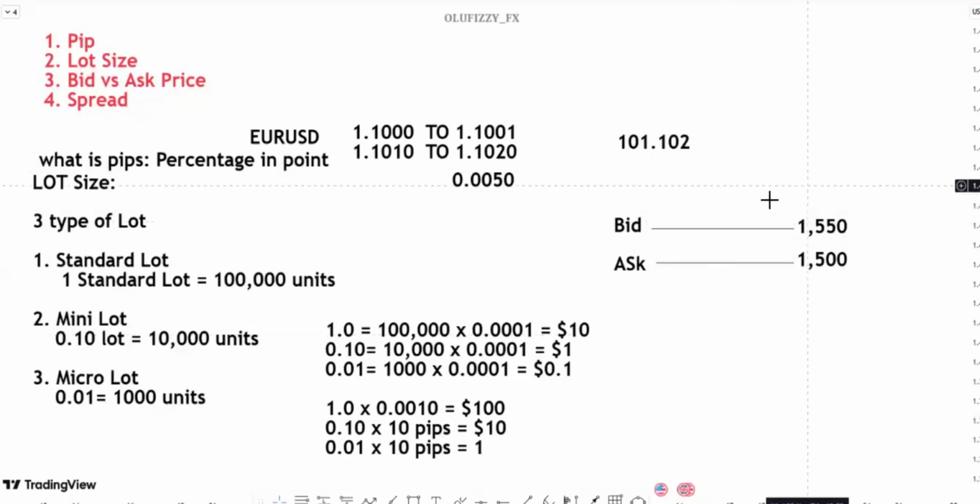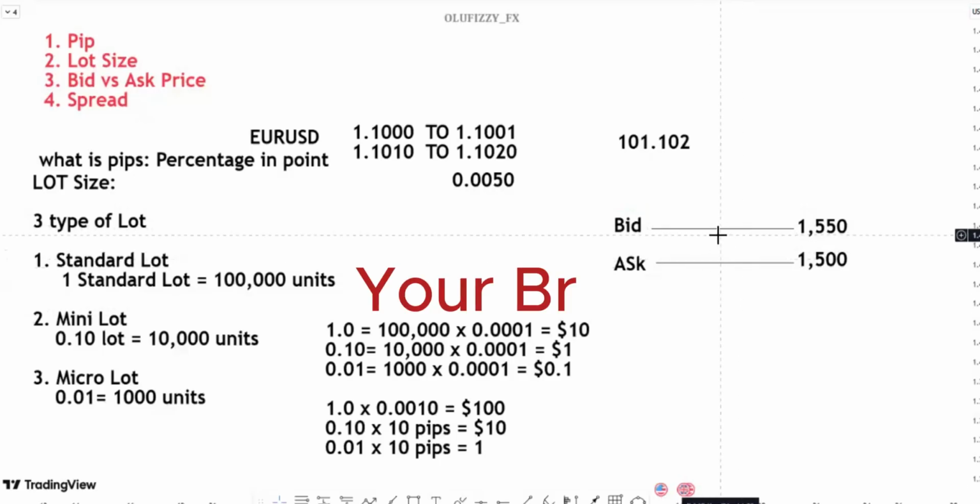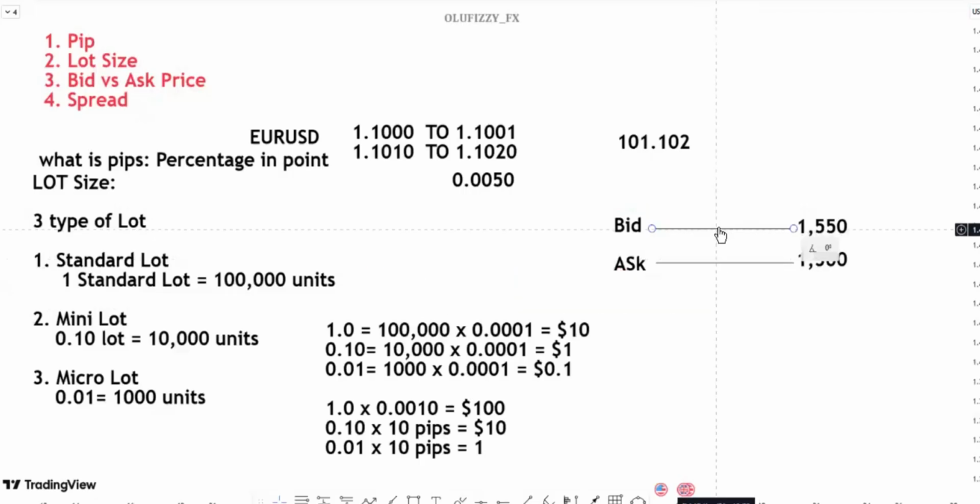That's the reason why, if you enter a trade, you will see that it's going to be in the minus first before it goes into profit. Because if you buy, it's going to open here at the ask price, and we have to cross your position to the upside before it can be in profit. And vice versa, if you sell, it's going to open here at the bid price, and we have to cross your sell position before you can be in profit. So the difference between the ask and bid price is the commission your broker charges you on every trade you open.